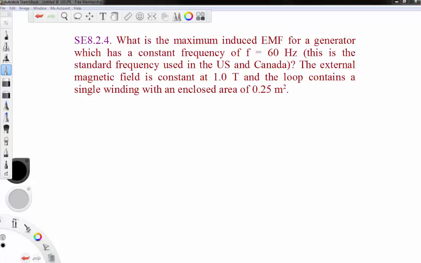Now we're going to have a generator and we need a frequency of 60 hertz. Remember that omega is 2 pi times F, and the magnetic field B is 1 Tesla, and the enclosed area A is 0.25 square meters. And so the question here is, what is the maximum induced EMF?